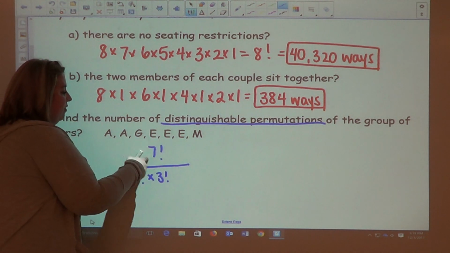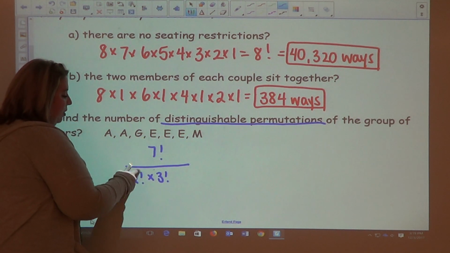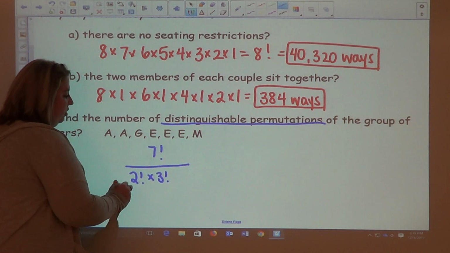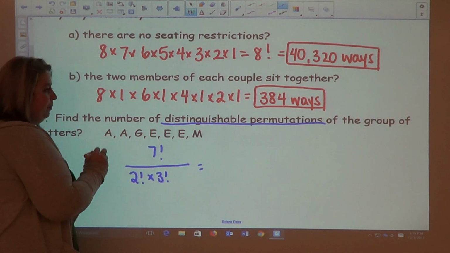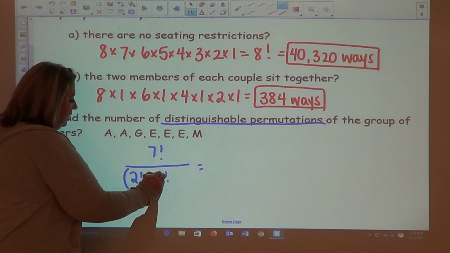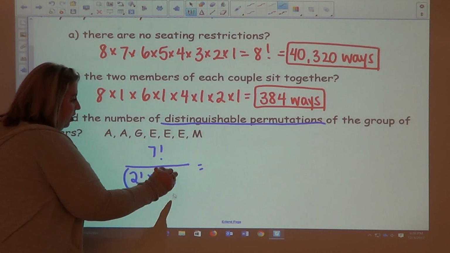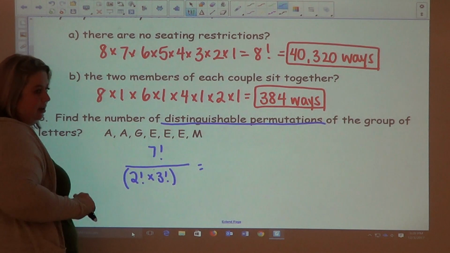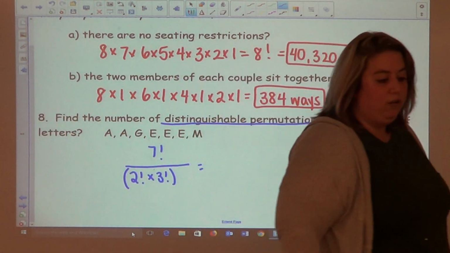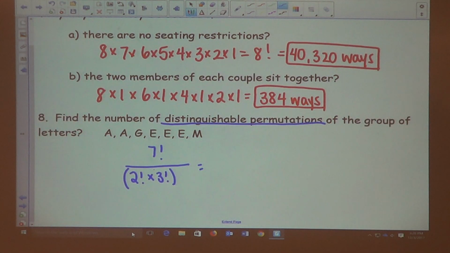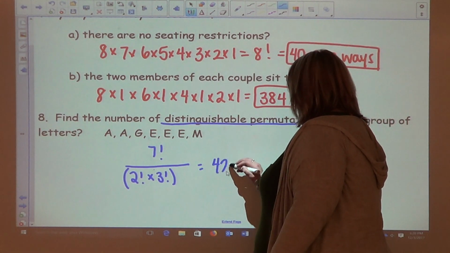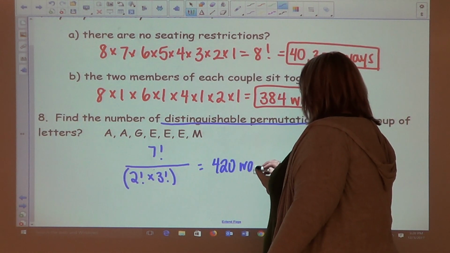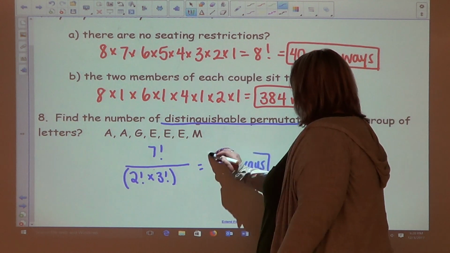So I figure out what 7 factorial is, and I figure out what 2 factorial times 3 factorial is. Make sure this gets multiplied together, then that gets divided by that, so be careful on your order of operations. So this would be 420 different ways you can arrange those letters.